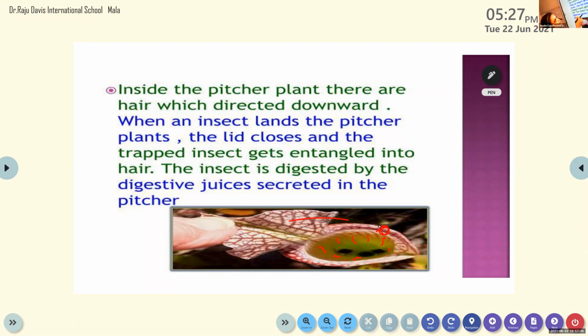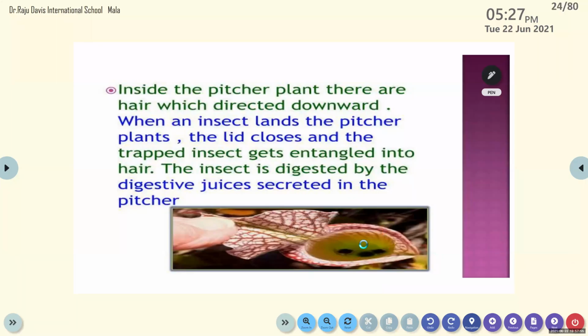So I think the time is almost over. We can discuss the structure of the pitcher plant in the next class. You don't need to copy down the slide now. We can discuss the same in our next class. So you don't need to worry about it. You just study the definition of insectivorous plants.